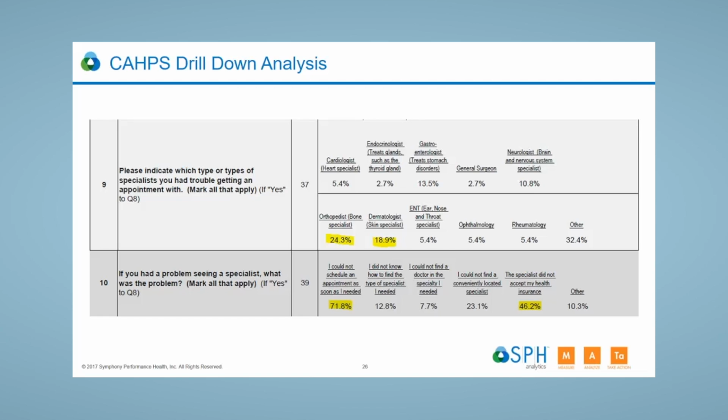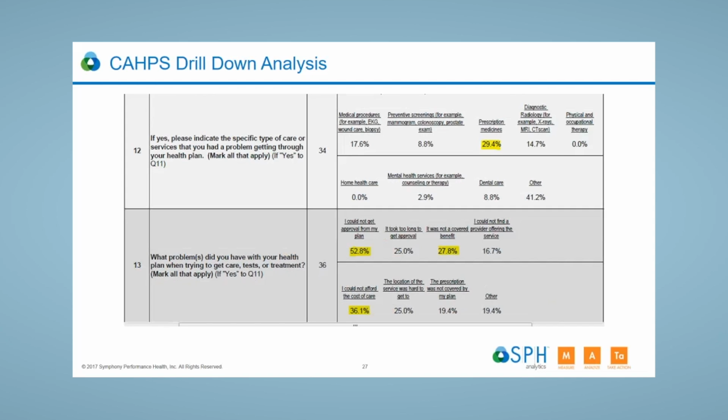Next slide, please. So one of the questions related to STARS is a question related to were you able to get care and services that you felt were necessary? So we wanted to find out what kind of services were they not getting that they felt were necessary. And the biggest issue was prescription medicines. We sort of thought that was the case.